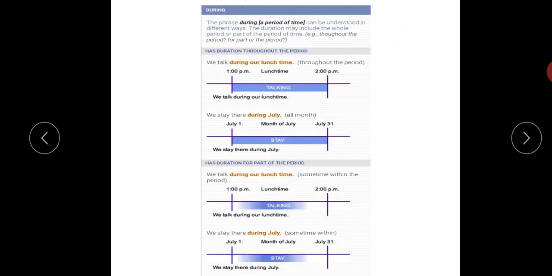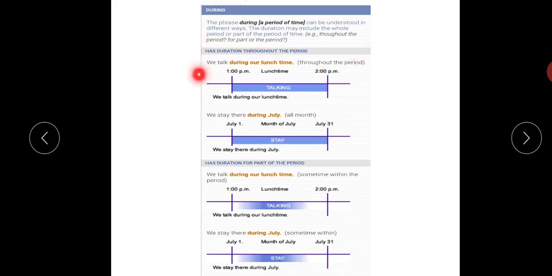When you say "during", it can be understood in different ways. The duration may include the whole period or part of the period of time. You understand? Throughout the period இருக்கலாம் இல்லைன்னா part of the period ஆகவும் இருக்கலாம்.